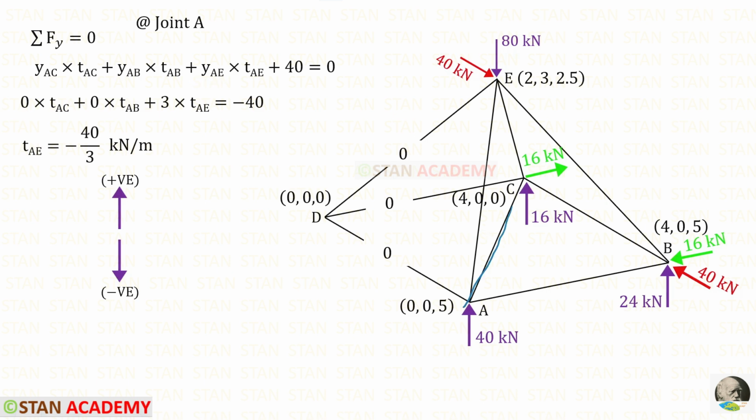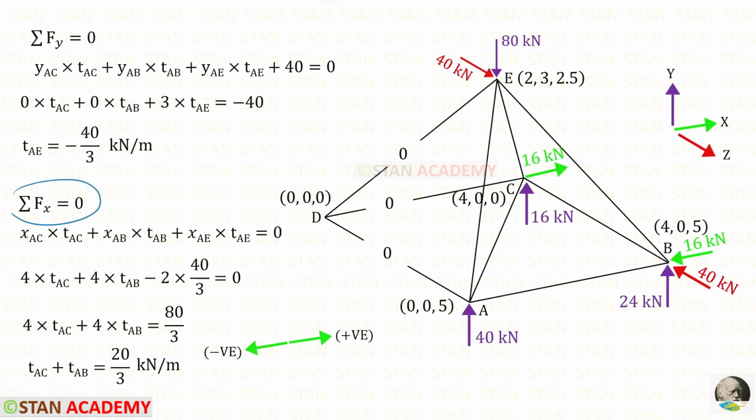For the members AC and AB, there is no vertical distance. In this case, we can either apply positive or negative sign. Anyway, they are going to become zero, so no need to worry. The distance of AE in the y direction is 3 minus 0, so it will be 3. In this way, for TAE, we will get minus 40 upon 3.